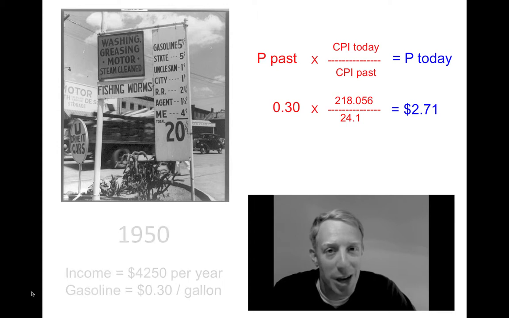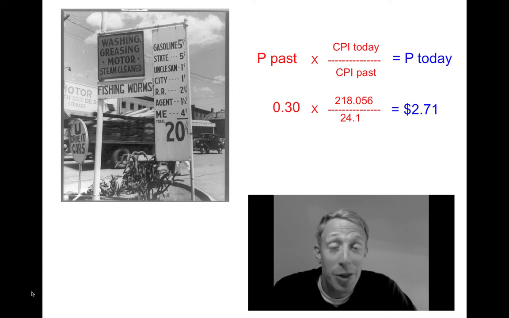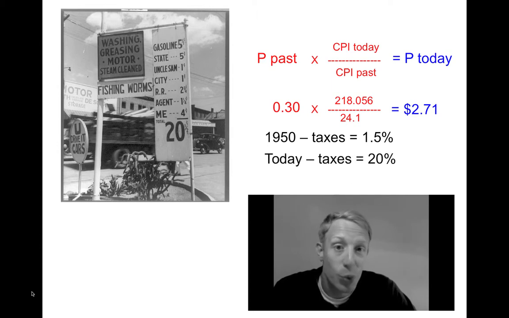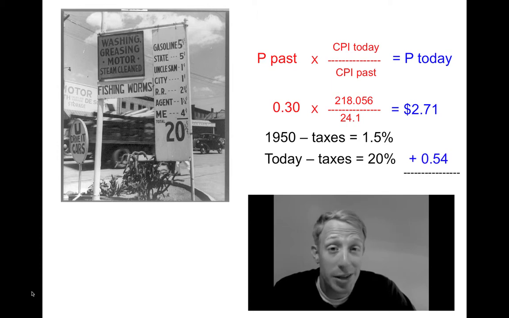1950 was a long time ago, and things have changed when it comes to the gasoline market. For example, the federal tax that you paid on gasoline in 1950 was about 1.5%. Today it's over 20%. So we need to add 20% to our price. $2.71 plus 20%, which is about 54 cents a gallon, gets us up into the $3.26 range. And you say, whoa, $3.26, that's still maybe a little less than what we're paying today.